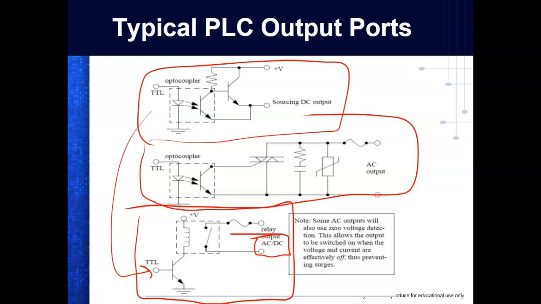So these are the three types of outputs you can have. You can have transistor outputs for what? DC. You can have TRIAC outputs, which are what? AC. Or you can have relay outputs, which are both. So what would be the disadvantage of a relay output? Y'all remember the disadvantage of relays? The biggest disadvantage of a relay output is speed. They just don't switch fast.